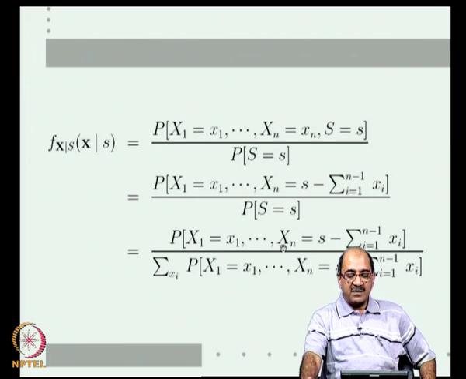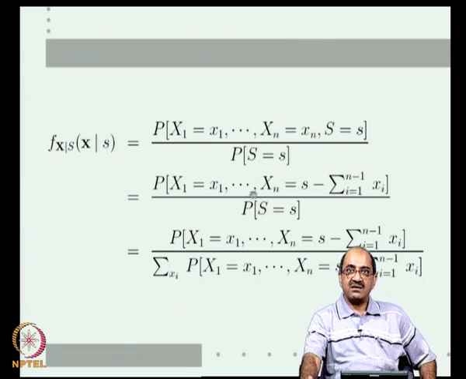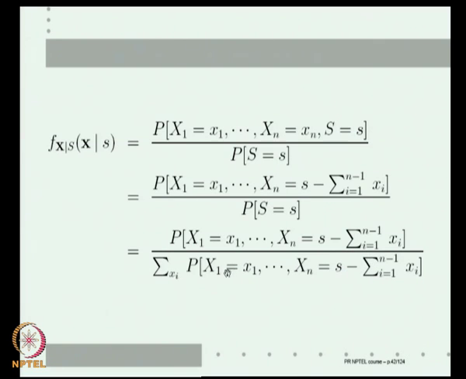Now, I can write the denominator also like this and sum over xi, that will give me the marginal of s. This gives me the joint of x1, x2, xn and s, and hence if I sum over xi, that gives me the marginal of s. So, I can write the denominator also like that.